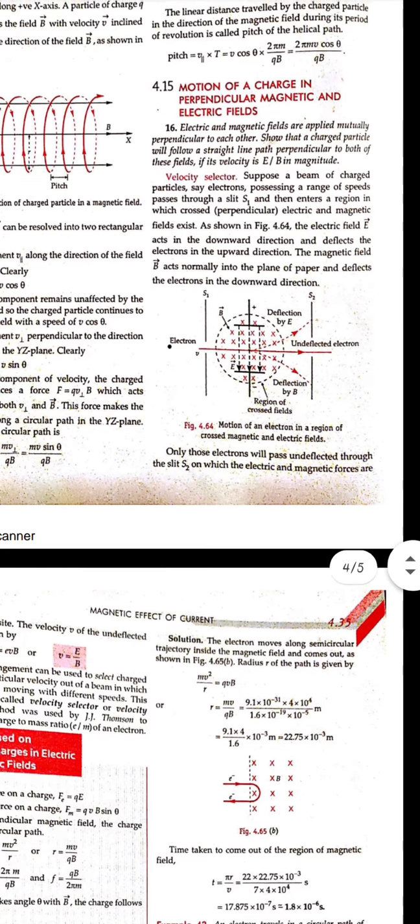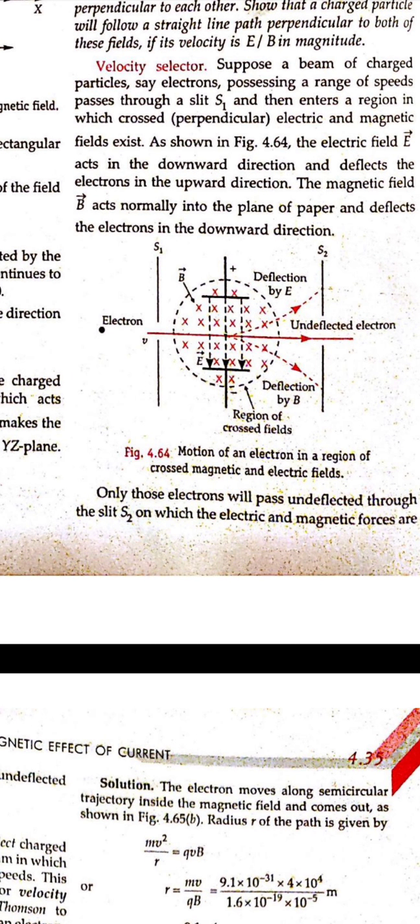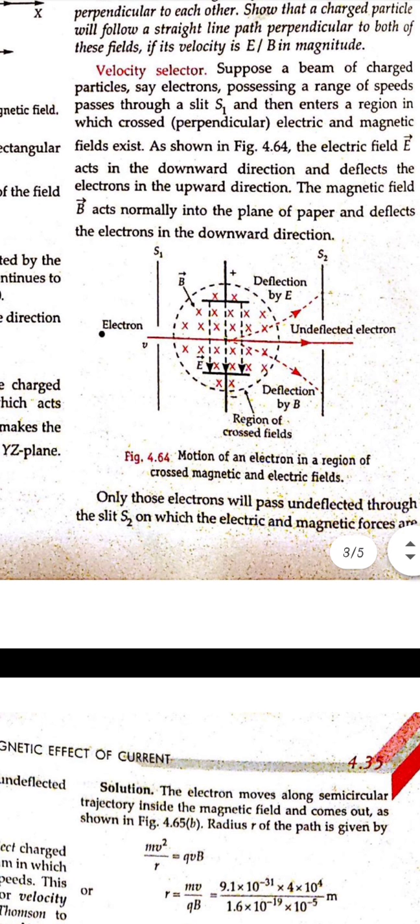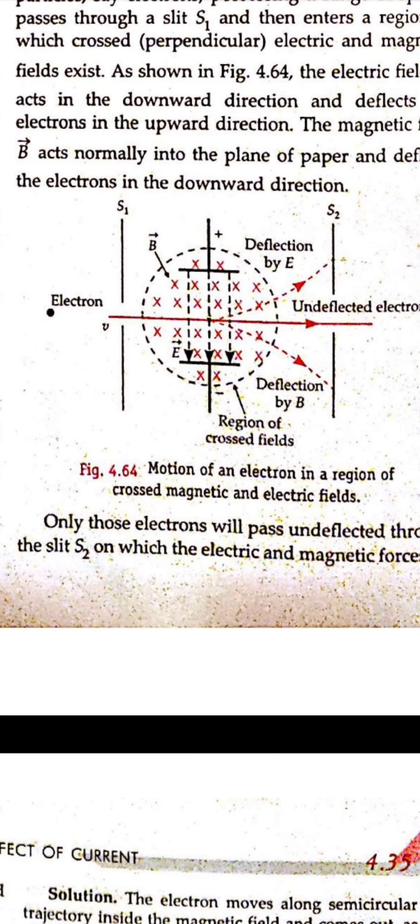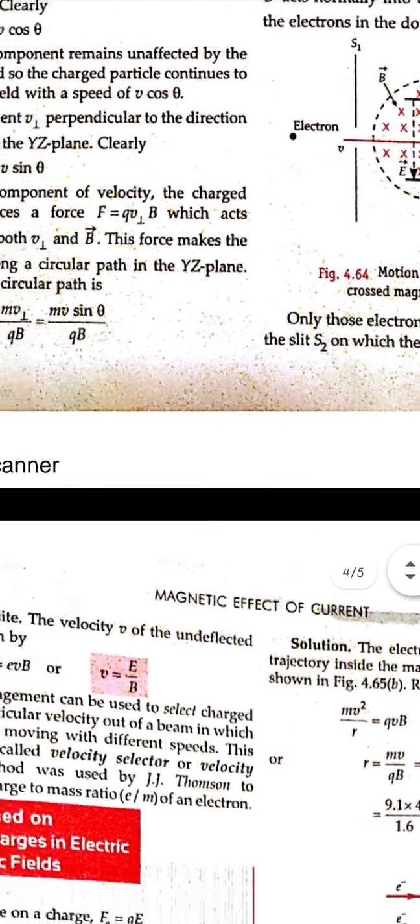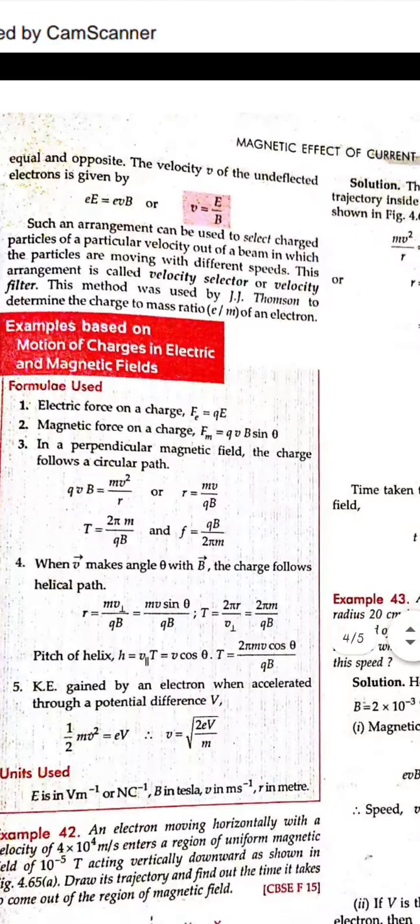So we can say that whenever charged particles move with a particular velocity between the electric field and the magnetic field acting in the same region, then the electrons with that particular velocity remain undeflected and can come to the second slit. So the electron with a particular velocity can be selected from here. This arrangement is done to select particles of a particular velocity. So this is said to be the velocity selector. The velocity filter is also the same.